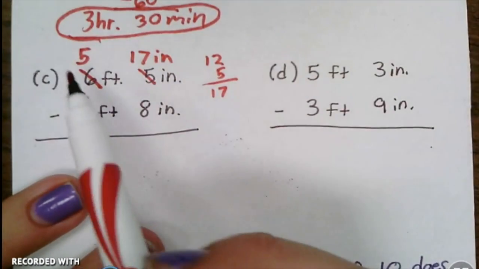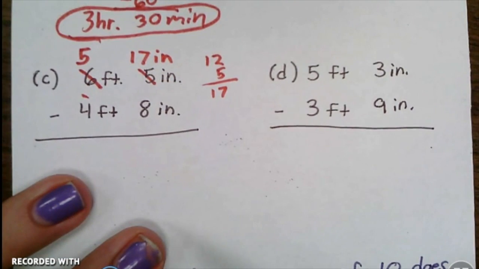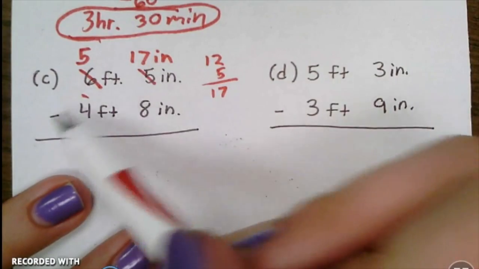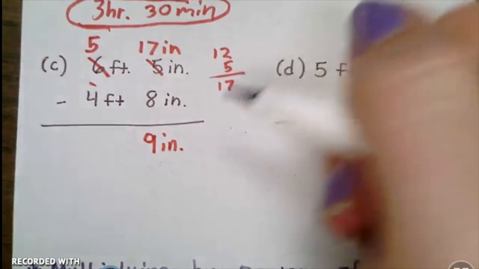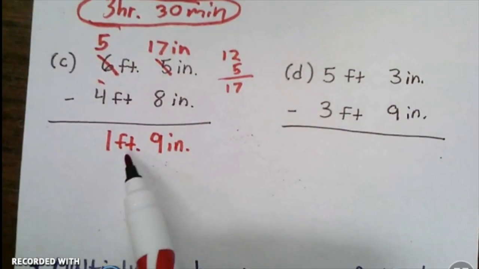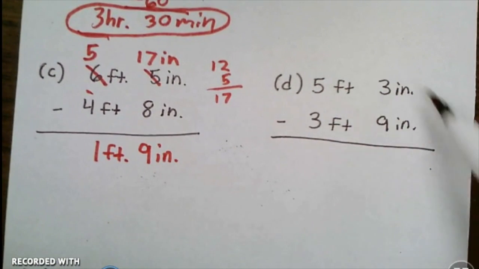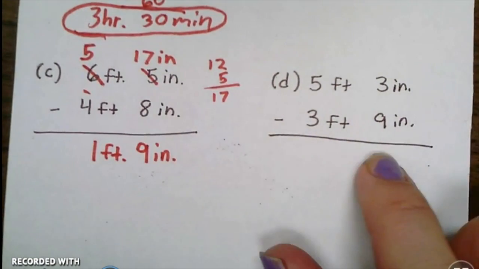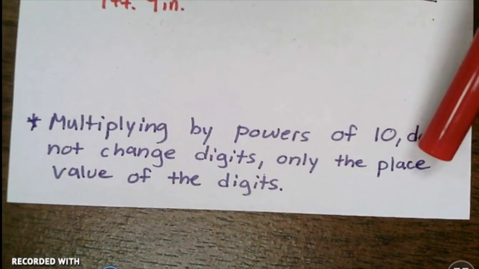So now I have 5 feet 17 inches minus 4 feet 8 inches. And from that, I can do 17 minus 8, which is 9. And then 5 minus 4, which is 1. So I have 1 foot 9 inches left. All right, try D on your own. This one is the same type of problem as this. And this leads us into the next part of the lesson.